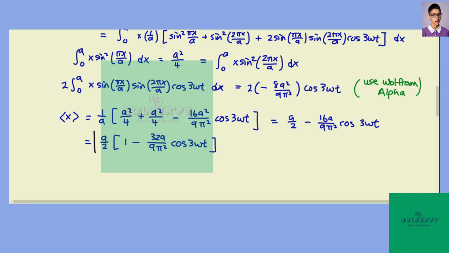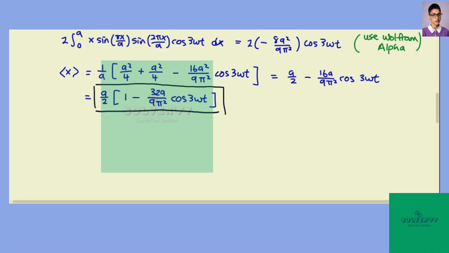Okay, so this is the expectation value of the position. Then we need to determine the amplitude. Okay, the amplitude is 32 over 9 pi square. The a is not here, sorry. Okay, after you factor out the a, so the a is not there. Okay, 32 over 9 pi square times a over 2. You can use your calculator, you get 0.360 times a over 2.